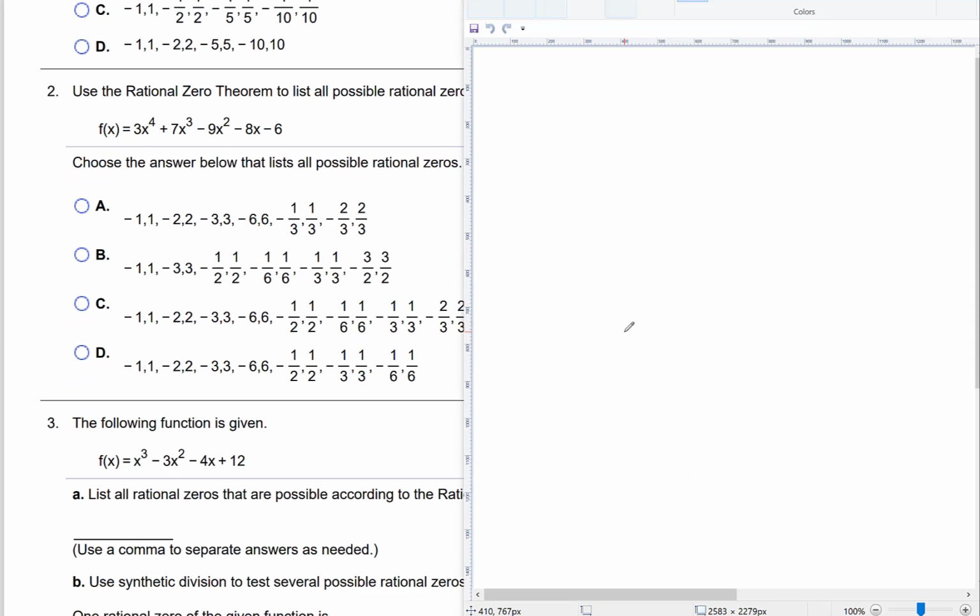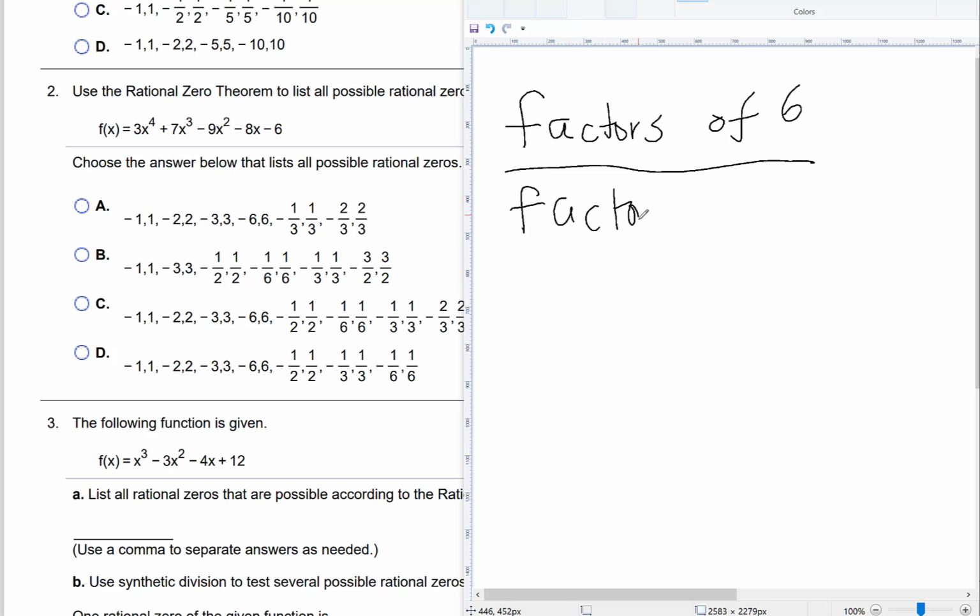Number 2, use the rational zero theorem to list all possible rational zeros of the function. f of x equals 3x to the 4th plus 7x to the 3rd minus 9x squared minus 8x minus 6. So we're looking at the factors of 6 over the factors of 3. The numbers that will divide into 6 are plus or minus 1, plus or minus 2, plus or minus 3, plus or minus 6.